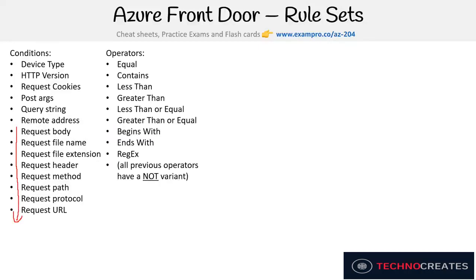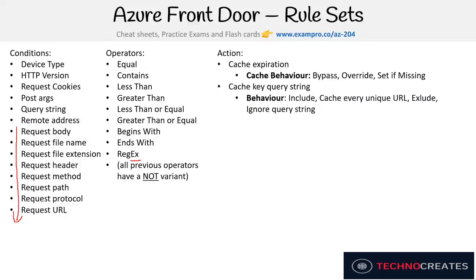Then for operators, we have equals, contains, less than, greater than, and a whole host of others, even including regular expressions. For actions, this is where you really get very interesting things, but you can do cache expiration. So the idea is that the action is to expire the cache. You can have cache key query string. So the idea is you can cache every unique URL. So it's just a bit more complex caching.